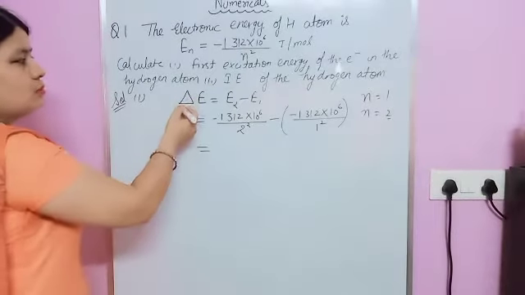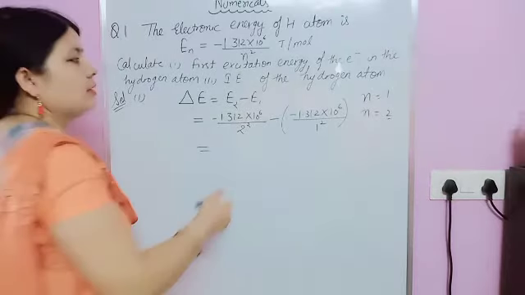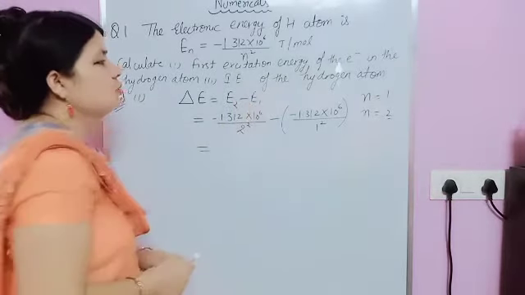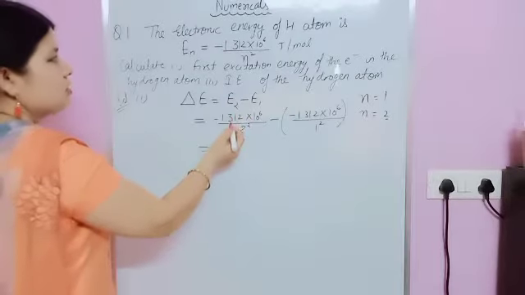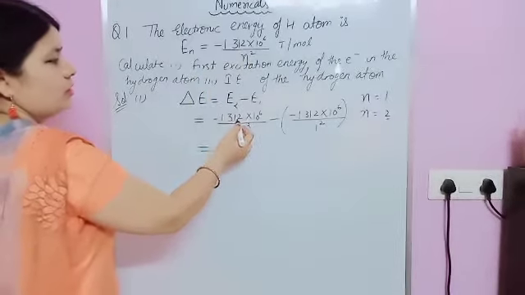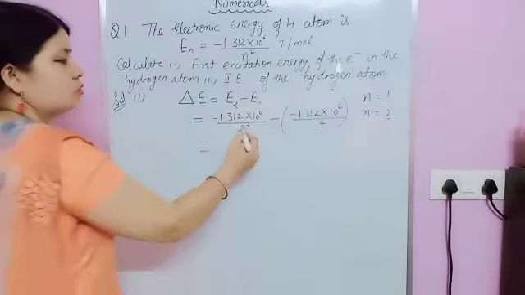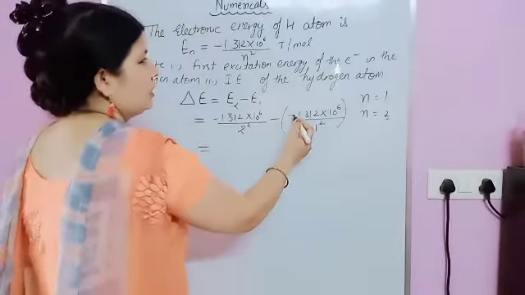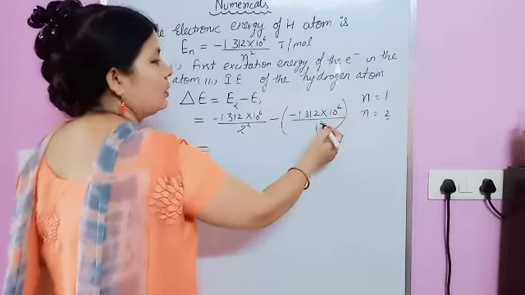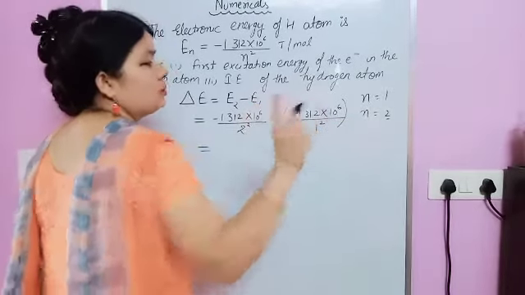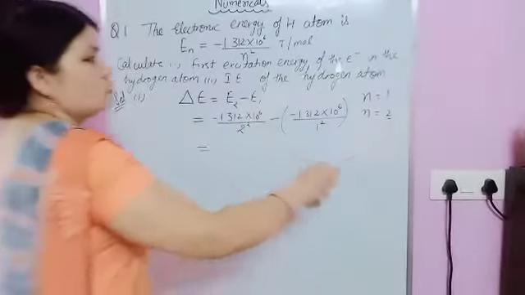So your formula is simple: delta E is equal to E2 minus E1. Now put the values. For E2, minus 1.312 into 10 raised to power 6 upon 2 square, because n is equal to 2, minus, in brackets, minus 1.312 into 10 raised to power 6 upon 1 square, because E1 means we are talking about the first orbit. Now pause the video and try to solve this.